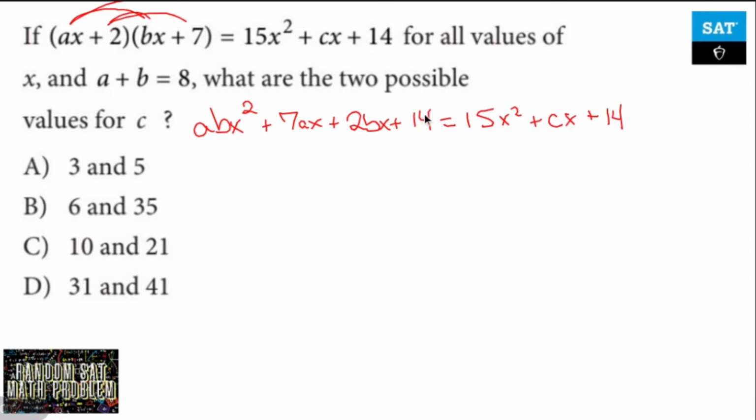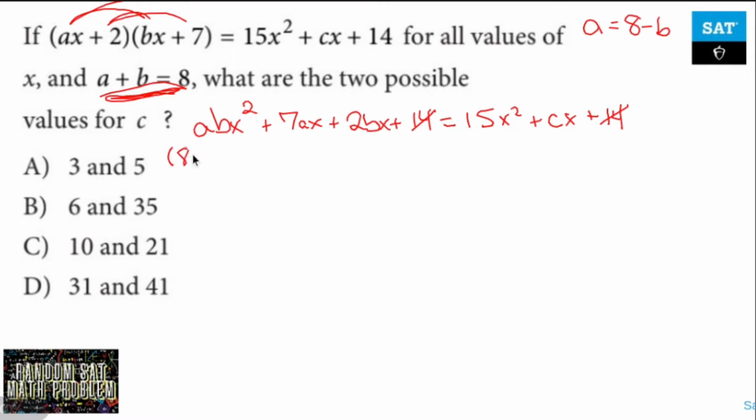Now, what I know is 14 on the left, 14 on the right, useless. Don't need them. Cross them out. They cancel each other out. What I also know is that a plus b is 8. But if a plus b is 8, that also means that a is 8 minus b, because I can subtract b from both sides.